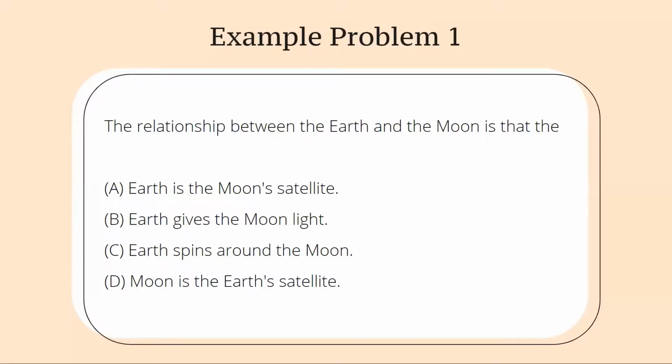Let's go over this example problem. The relationship between the Earth and the Moon is that A, Earth is the Moon's satellite, B, Earth gives the Moon light, C, Earth spins around the Moon, or D, Moon is the Earth's satellite. I'm going to wait a few seconds. You can pause it if you want to think about it, but try and answer this on your own. Okay, I'm going to switch the slide in 3, 2, 1.